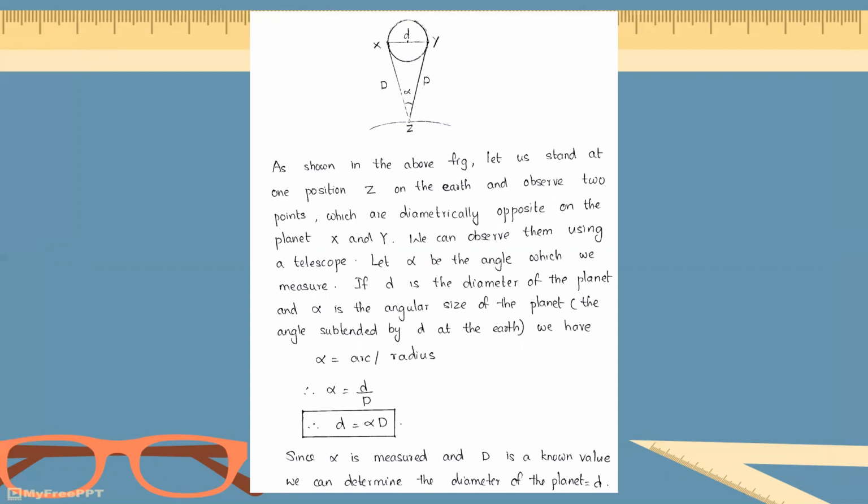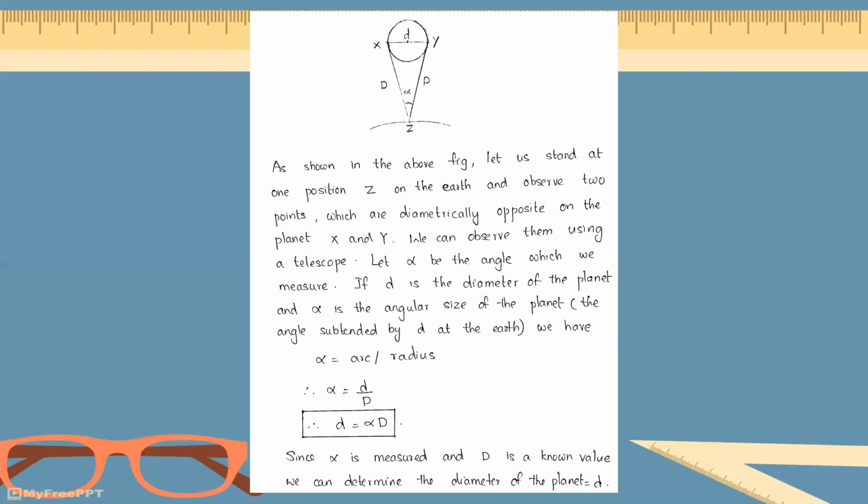Imagine the diameter of a planet is xy, as shown in the figure. You can see the diameter of the planet is between the points x and y, which is small d. Now you stand at a position on the surface of the earth at the point z. Only one point. In the previous case, we walked between 2 points, capital A and capital B. Now we stand at a single point z, and we look at one side of the planet.